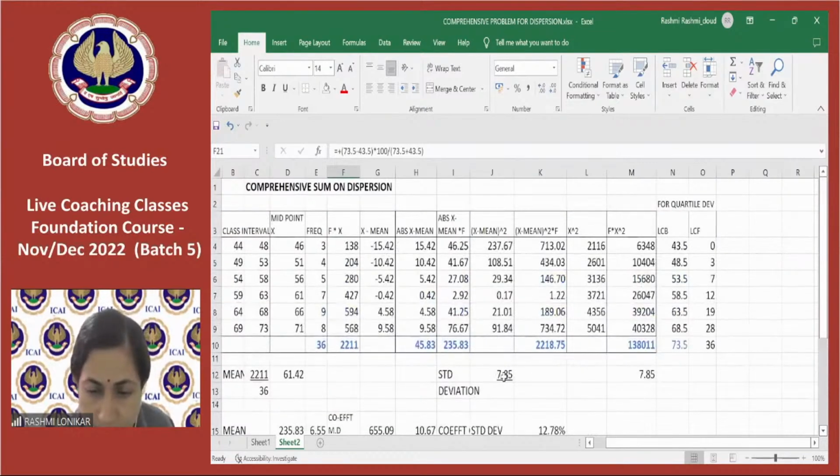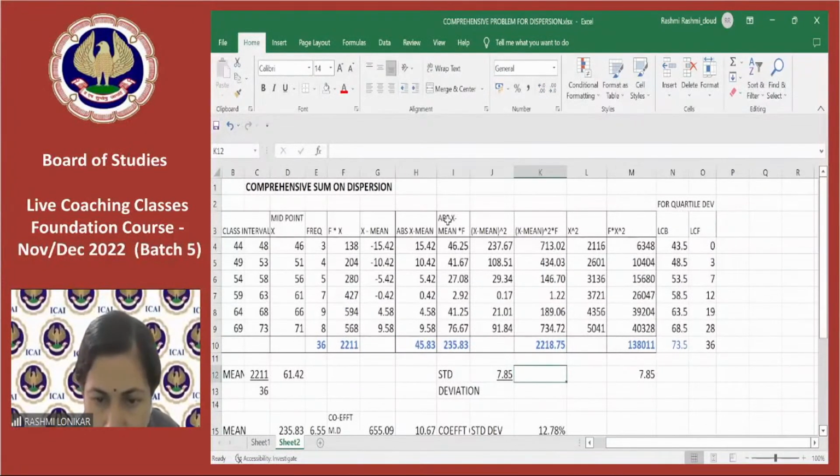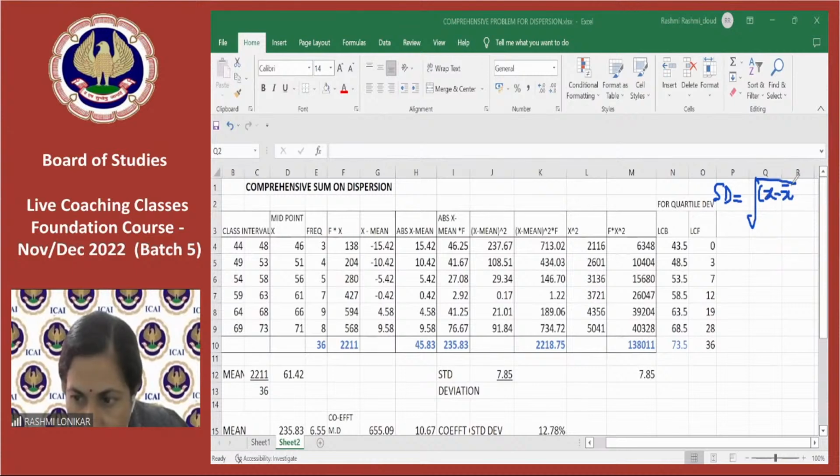Okay, then I try to find out the standard deviation. For that, I have to use x minus x bar whole square. I have two options for the formula for standard deviation. One is the square root of summation of (x minus x bar) into f upon n. That is the basic formula for standard deviation which I have used over here.